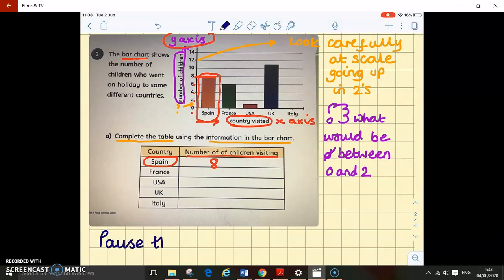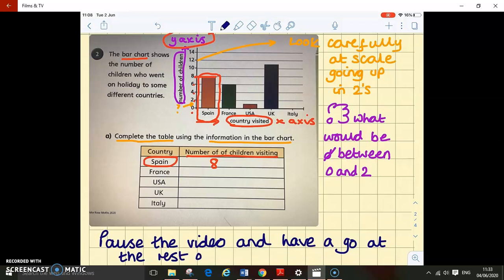So I'm going to get you to pause the video now. And you can have a go at filling in the rest of the table using the information from the bar chart. Remember that thought bubble. What's going to be between 0 and 2? What's going to be between 6 and 8? What's going to be between 12 and 14?